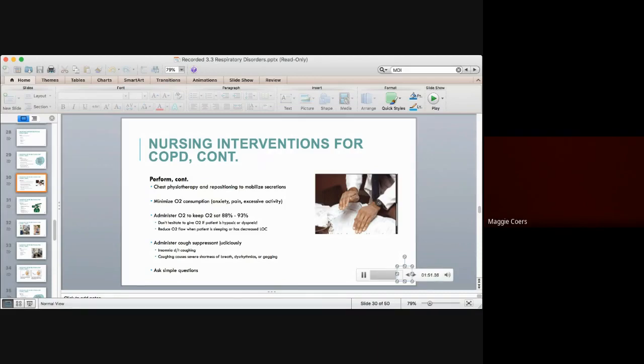We want people with chronic bronchitis really to cough up secretions. So we don't give cough suppressants to people with chronic bronchitis. The only time that we would give these is if they can't sleep or if their cough causes things like severe shortness of breath, dysrhythmias, or gagging. We want to make sure that we keep everything really simple. We don't want the patient to work hard at all because that burns up energy.